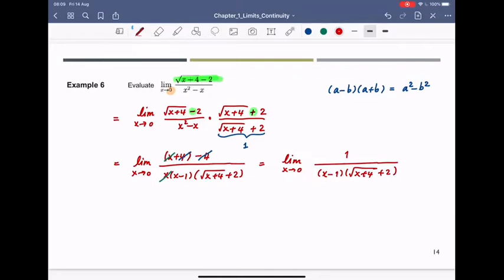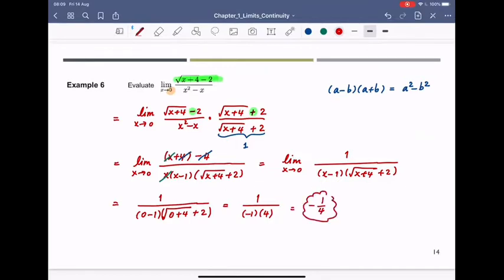I am not going to show you all the steps of the limit law. So I'm just going to do it like this: 1 over 0 minus 1, square root of 0 plus 4, plus 2. And then after that, I get the answer, which is 1 over negative 1 times 4, which is negative a quarter. And that is all for this question.